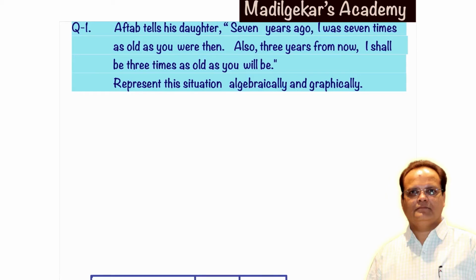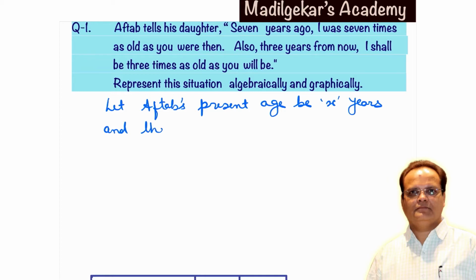So let us assume their present ages be x years and y years. Let Aftab's present age be x years and that of his daughter's age be y years.